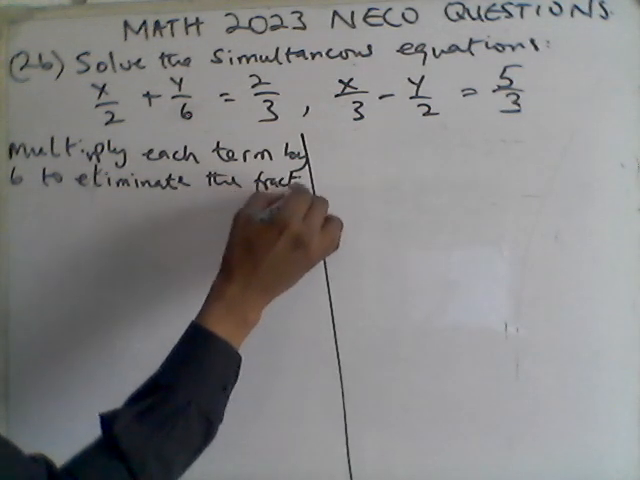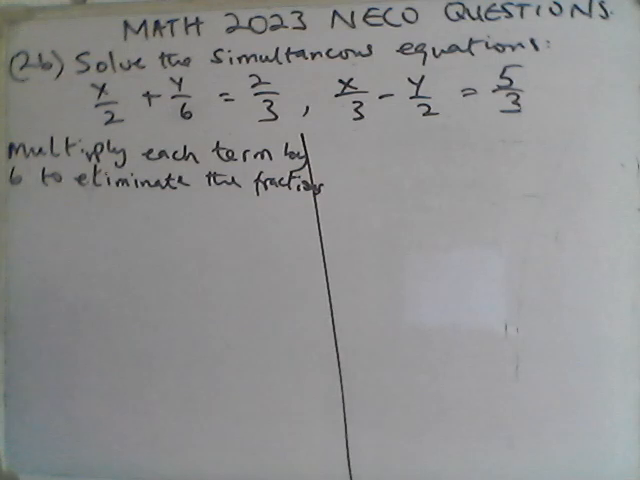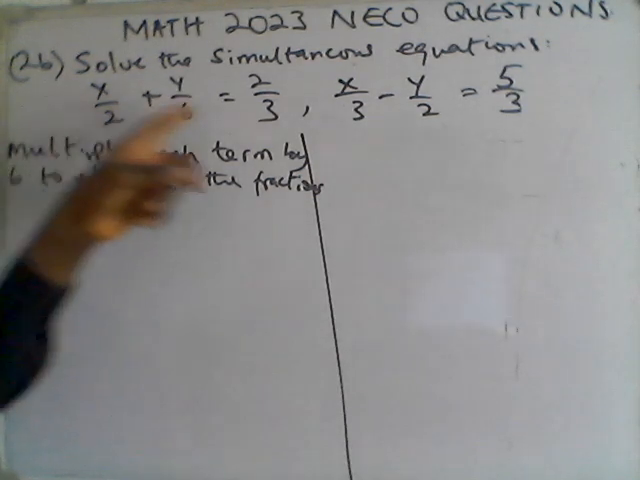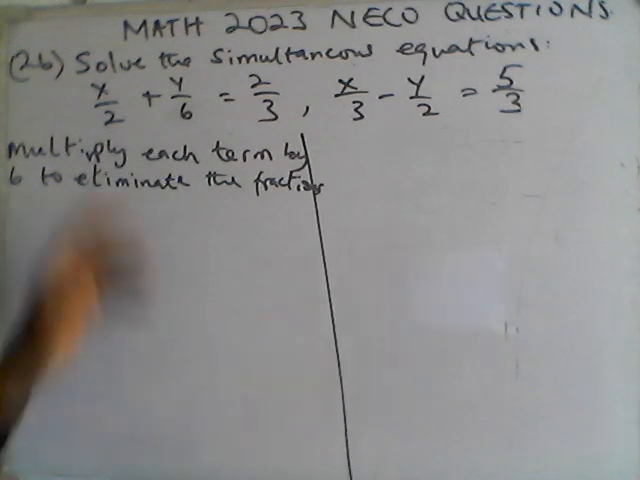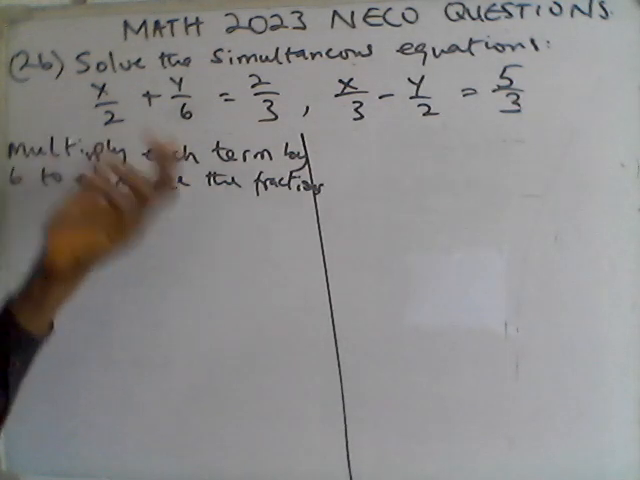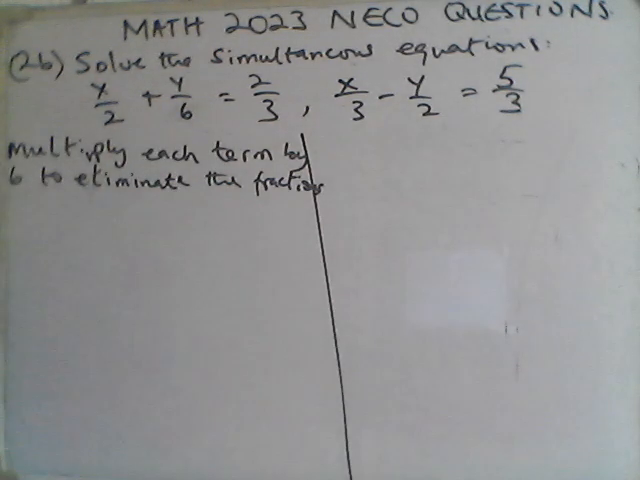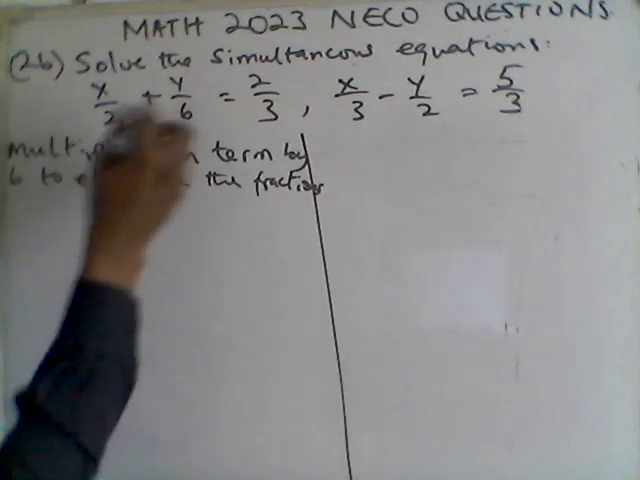6 is not an arbitrary number. I'm looking for a number such that when I do the multiplication on each of the terms, I will not get a fraction. And that number is 6. 6 is the least common multiple. Okay, so I will start from equation 1.